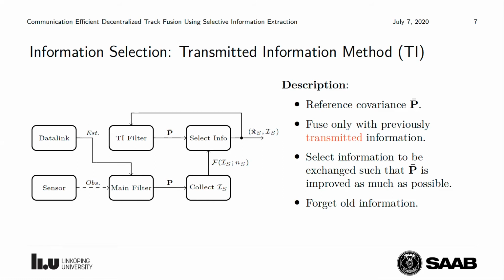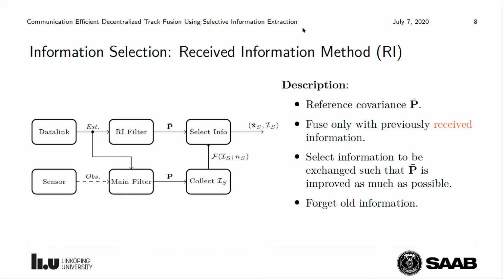The information selection is done as follows. The set IS holds NS orthogonal information projections picked from P inverse. F resembles the span of all possible sets IS. Each entry of F is then fused with P bar inverse. The information selection is then given by the IS that improves P bar the most. As old information should be forgotten, process noise is added to P bar at each time update.